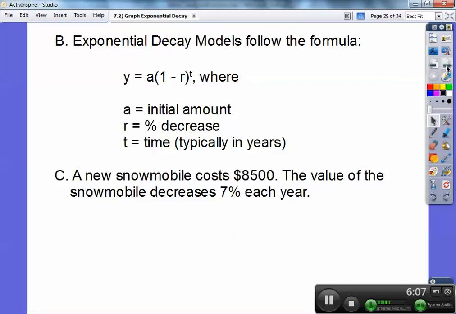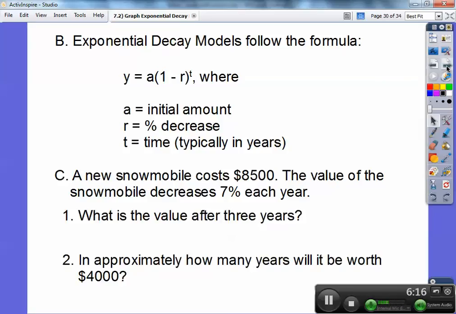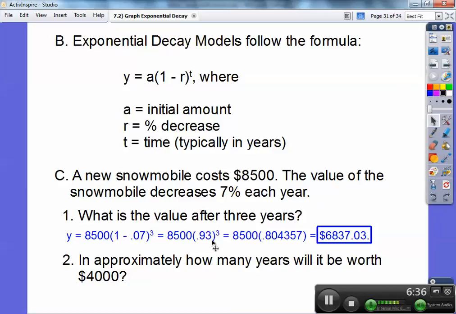All right, so a new snowmobile costs $8,500. The value of the snowmobile decreases 7% each year. So what is the value after 3 years, and then approximately how many years will it be worth $4,000? After 3 years, all I'm going to do is plug in a 3 right there, and my 0.07 is going to go right there. So it's going to be my initial amount, 8,500, times (1 minus 0.07) to the 3 power. 1 minus 0.07 is 0.93. 0.93 to the third is this decimal, 0.804357, and that times the 8,500 means it's going to be worth $6,837.03.